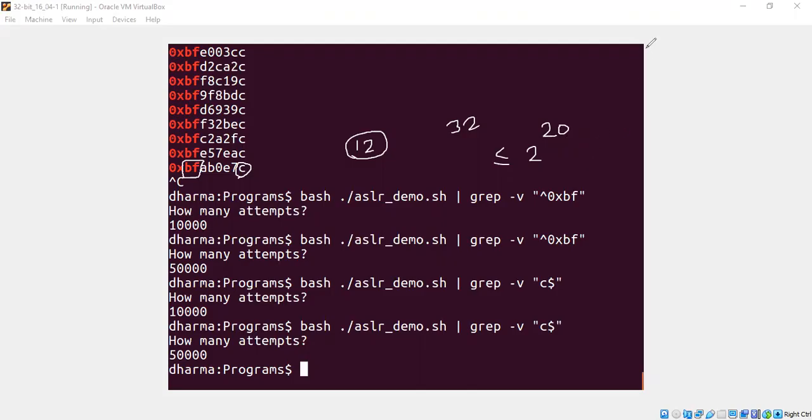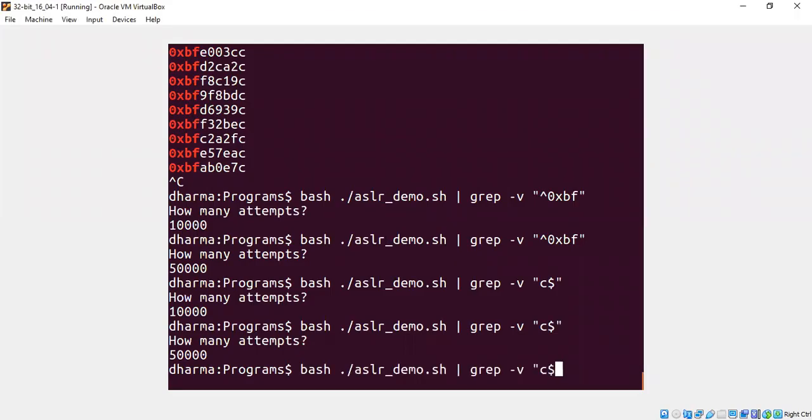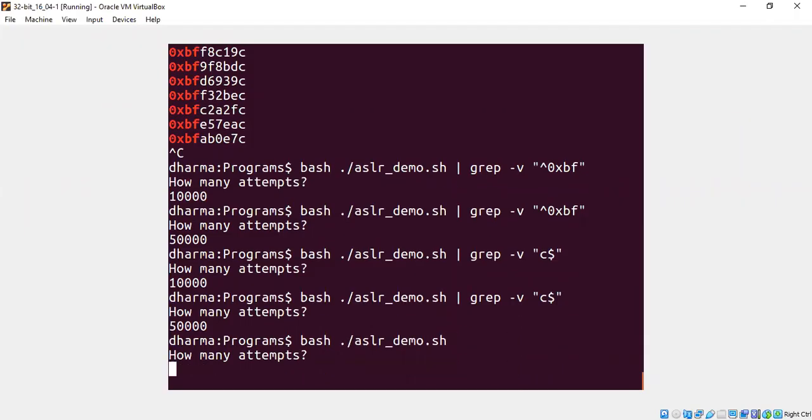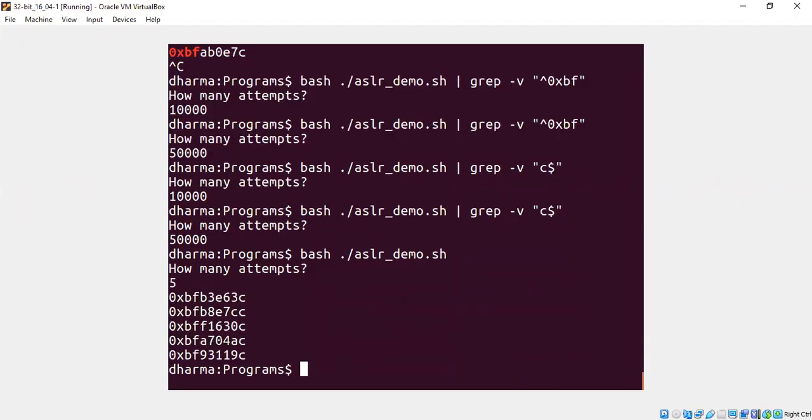Let me explain those. Let's just run it a couple of times and I will show you what I mean. Let's say I run it 5 times. And if you now pay close attention to the set of bits that I have highlighted here, let's take the first one.